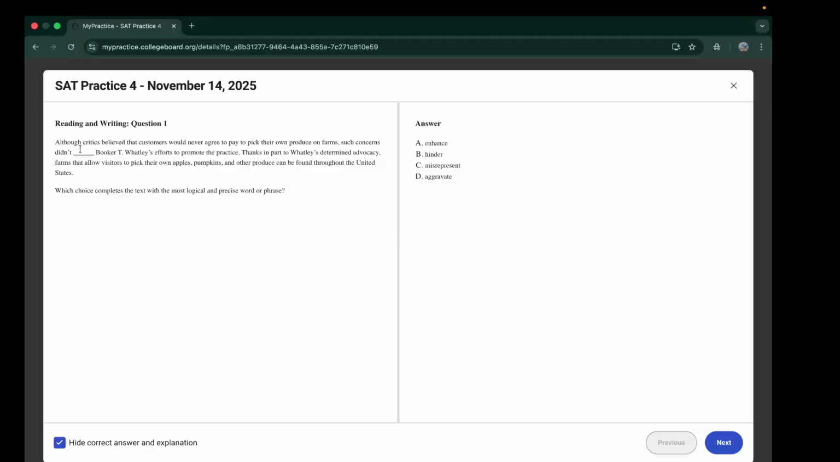Okay, the word I put in the blank was stop, Booker T. So the word that most resembles stop would be hinder. So that means B is correct.